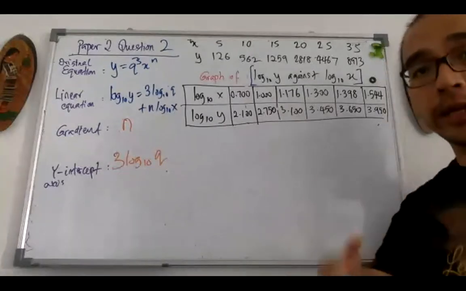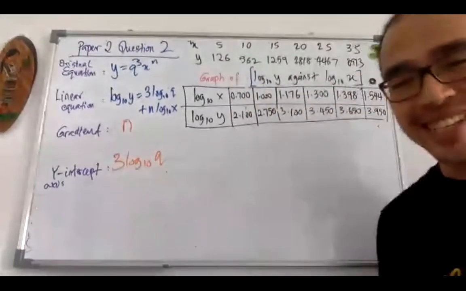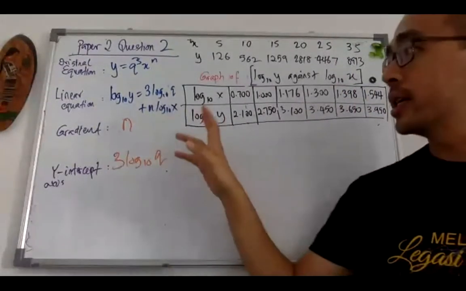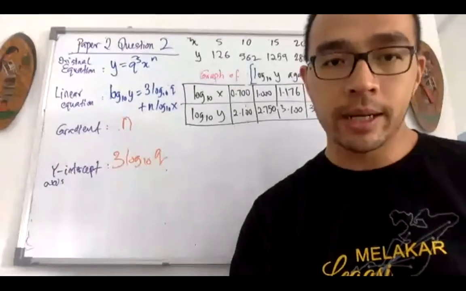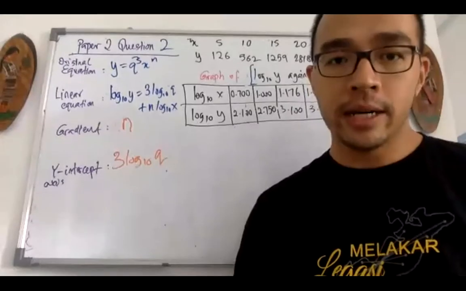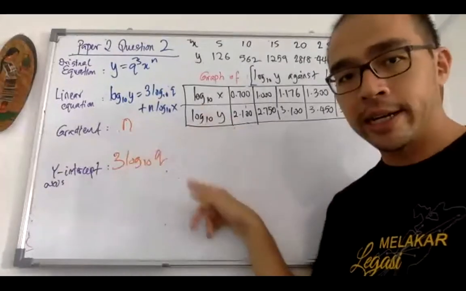Okay, but this... oh, sorry. I forgot to mute. Okay, thanks, Joyce. Okay, so let's go on to the gradient and the y-intercept, because that's the next part of the question. Obviously, the question is going to say, from the graph, find the value of q and n. So we're going to start with the value of n first, because n is the easiest. Try to calculate your n.